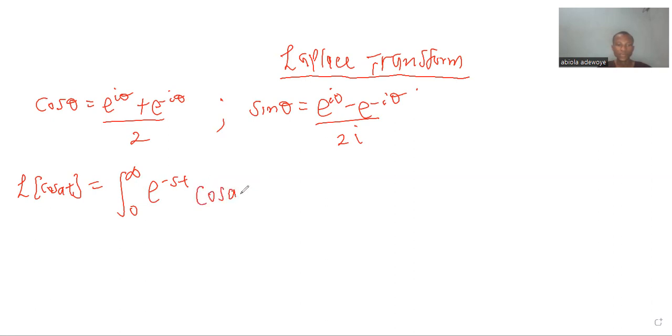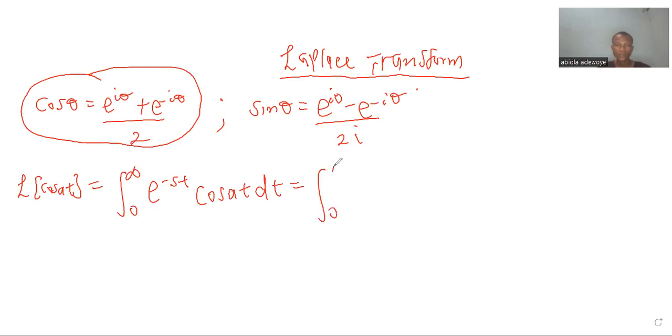Cos at dt. Now recall from the movies that cos theta is equal to this. What does that mean? It means I'm going to have the integral from 0 to infinity of exponential minus st. Now, where we are having this cos theta, we replace it with this. Is that okay?